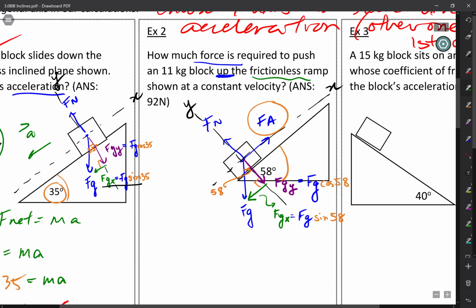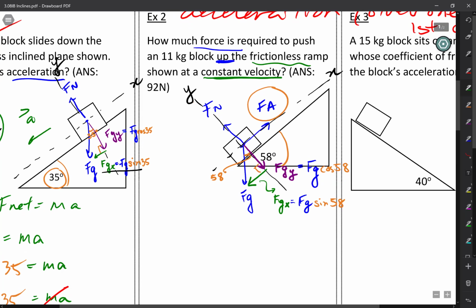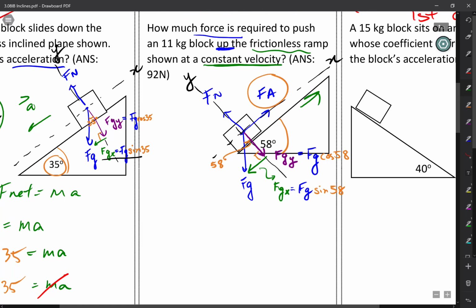Now notice something carefully in this question. I want my object to go up the ramp at constant velocity. So yes, my object is moving up the ramp. But because it's moving at constant velocity, and yes, you've guessed it, the acceleration must be 0. So along the x direction, acceleration is 0 meters per second squared.